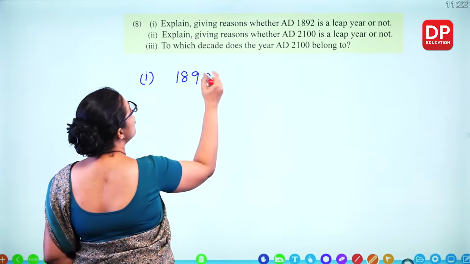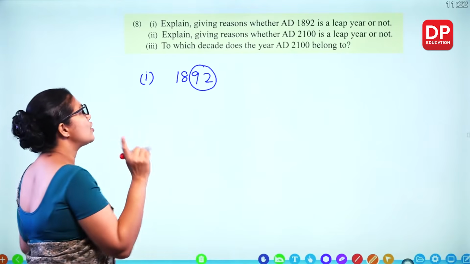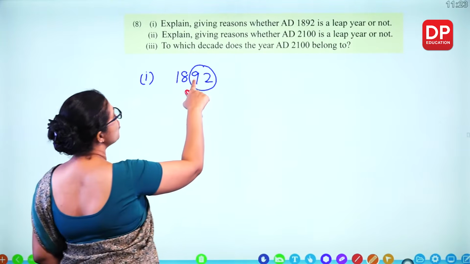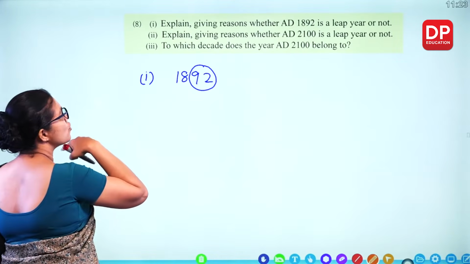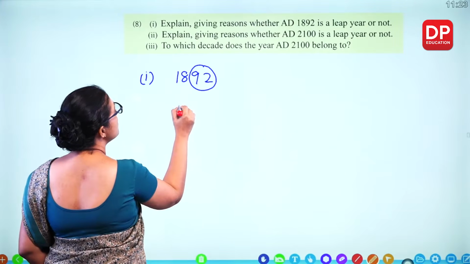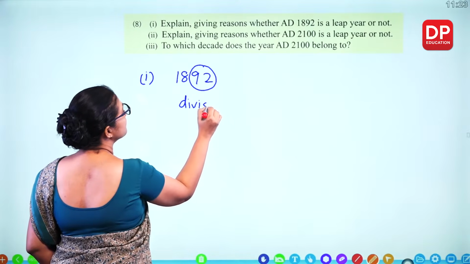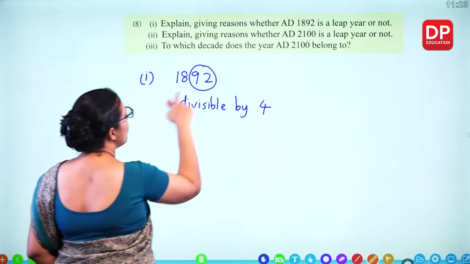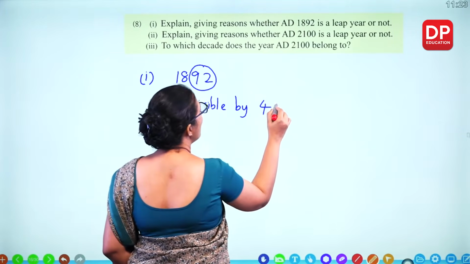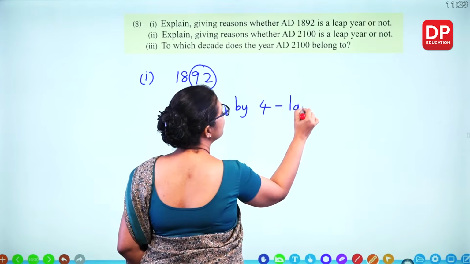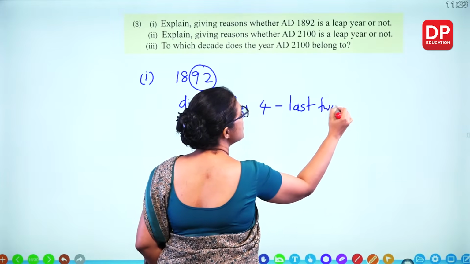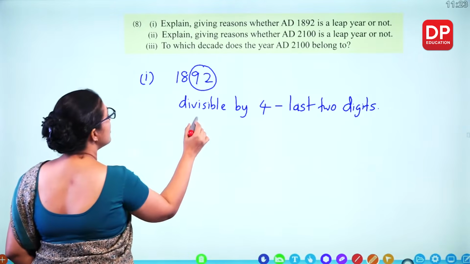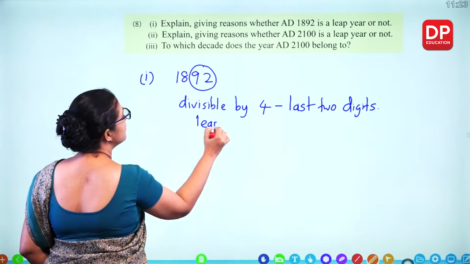1892. We look at the last two digits. If it's divisible by 4, it's a leap year. 4 times 2, 8. For 12, that's 3. So divisible by 4, last two digits only, last two digits, so it's a leap year.